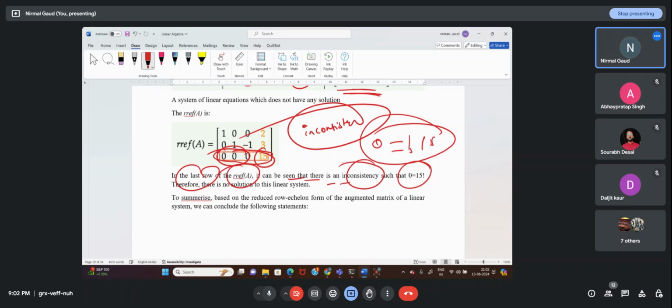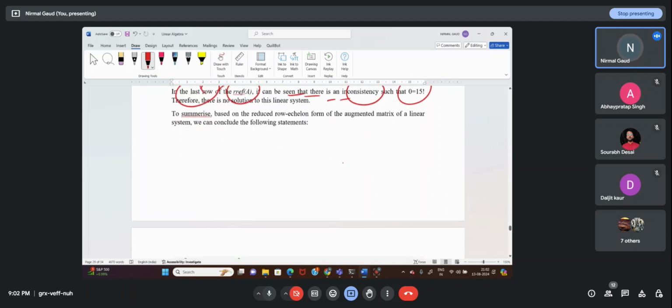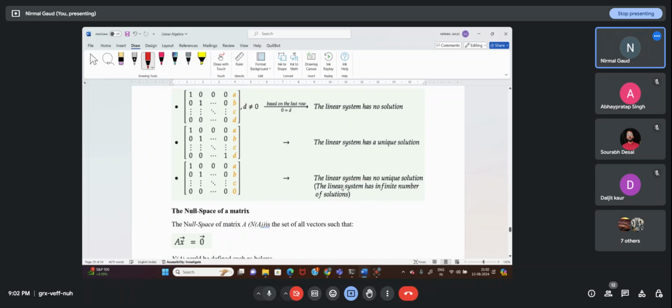There is inconsistency. So to summarize, what we have learned is, from the reduced row echelon form of the augmented matrix of a linear system, we can conclude the following statements. The linear system of equations has no solution if all entries in the last row are zero but the last entry is not zero. The rest are all zero. So the system of linear equations has no solution.